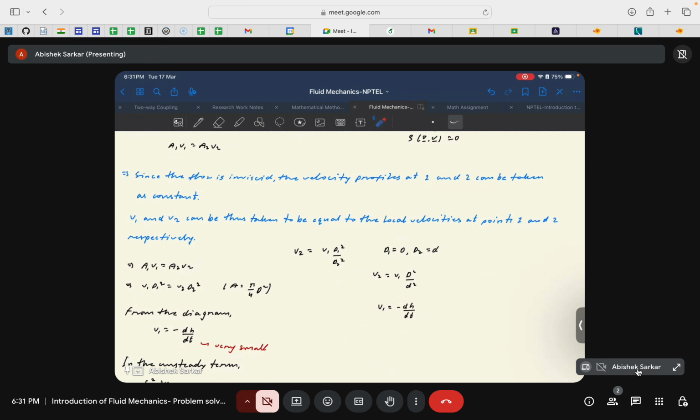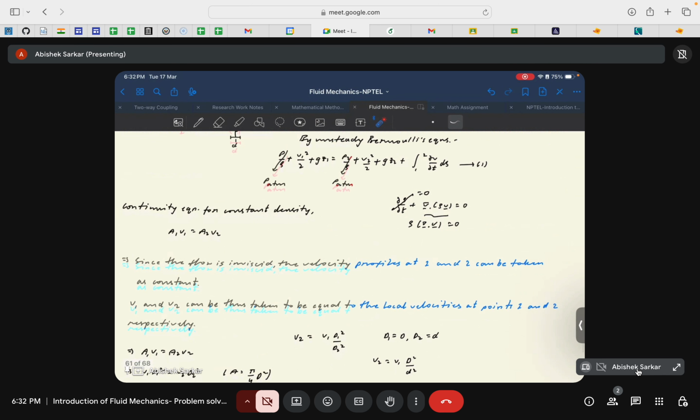So from that you can find the velocity relation between point 1 and point 2: A1 V1 is equal to A2 V2, then V1 D1 square is equal to V2 D2 square, given that the area of the orifice as well as the opening of the tank can be approximated as circles. Then we have V2 is equal to V1 times D1 square by D2 square.